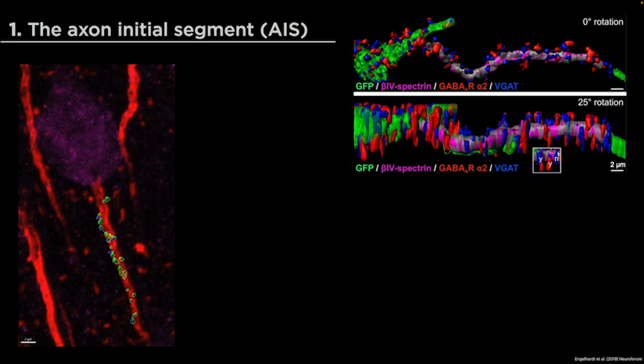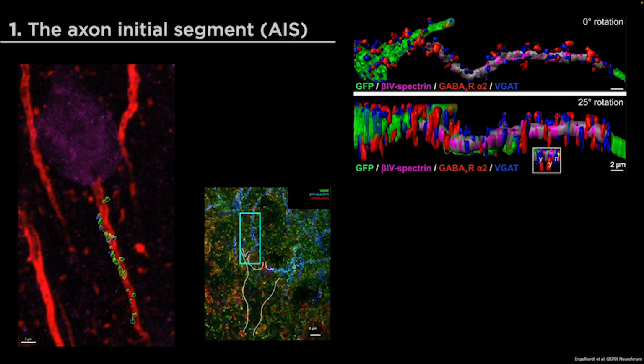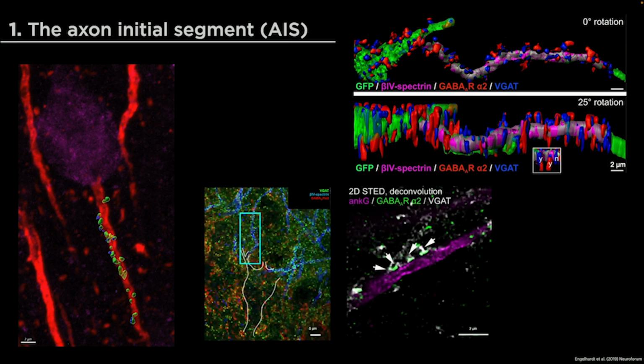We can see in this reconstruction of a normal confocal image our AIS in gray and the GABAergic synapses forming between GABA-A receptor alpha-2 subunit and VGAT in blue and in red. And we also have some of our early confocal and 2D STED images showing these GABAergic synapses alongside the AIS.